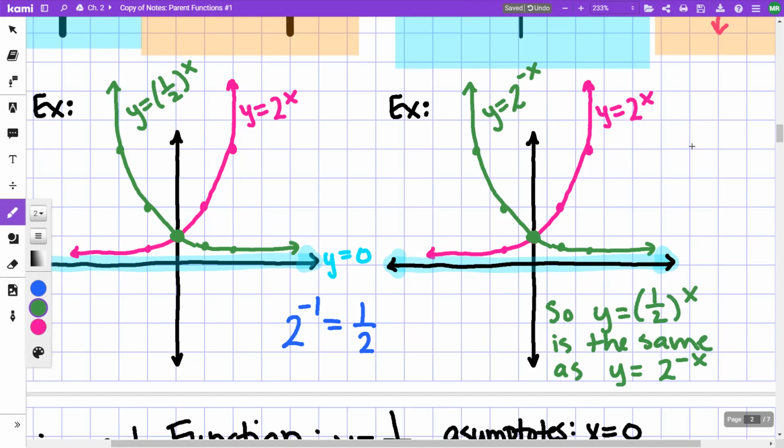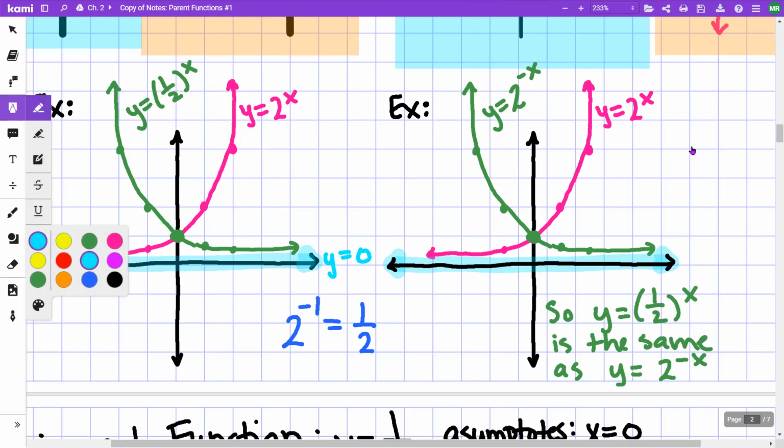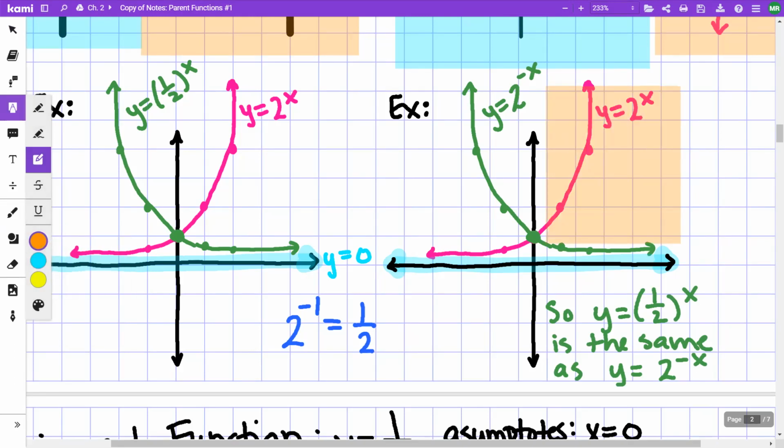What the negative x does is it basically flips everything that's on this side of the y-axis to this side of the y-axis. That's what that negative x does. It flips them across the y-axis. That's what we added in.